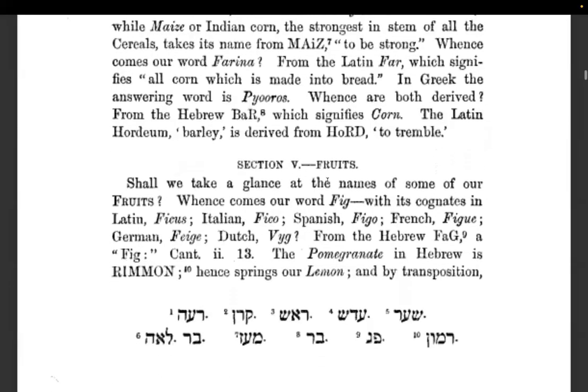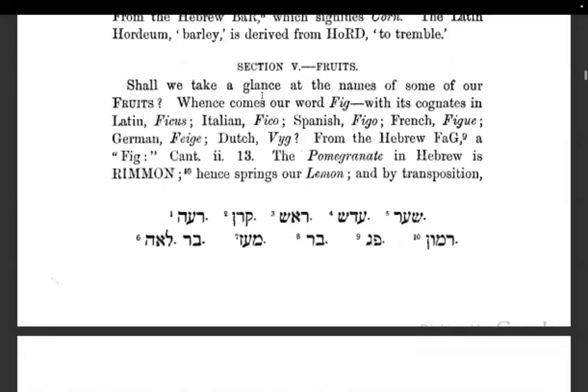Section 5, Fruits. Shall we take a glance at the names of some of our fruits? Whence comes our word fig? With its cognates in Latin, ficus, Italian fico, Spanish figo, French figu, German fig, and Dutch vig. From the Hebrew fag or pei gimel. It could be fig too. The vowels are interchangeable there, right? A fig. Cantillations or Song of Songs, chapter 2, verse 13.